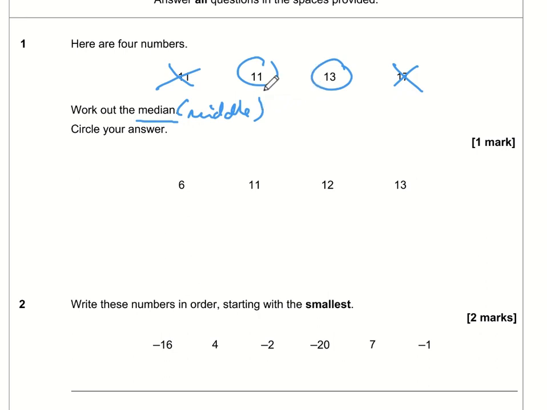When there's 2 in the middle, we just need to work out, well, what is halfway between 11 and 13? Well, halfway between 11 and 13 is 12. So here the median is 12.